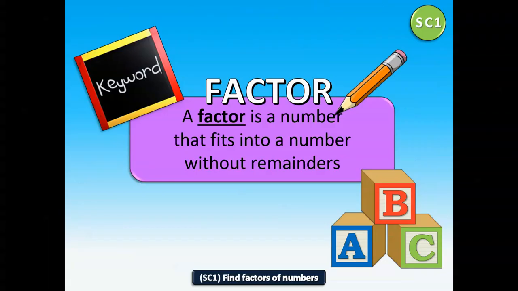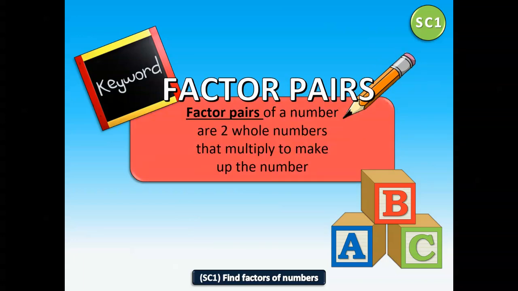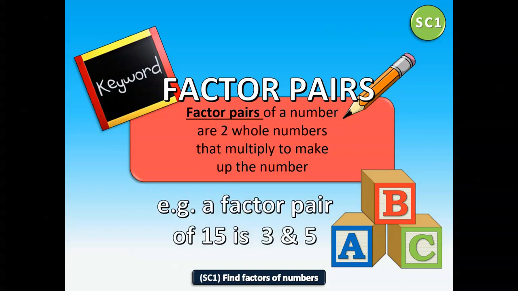A factor is a number that fits into a number without remainders. So a factor of 12 would be 4, because 4 goes into 12 without any remainders. Factor pairs of a number are 2 whole numbers that multiply together to make up that number. So a factor pair of 15 would be 3 and 5, because 3 times 5 is 15.